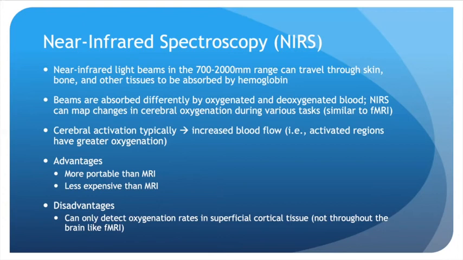Cerebral activation typically indicates increased blood flow. So activated regions have greater oxygenation. So advantages are that it's more portable and less expensive than MRI. Disadvantages: it can only detect oxygenation rates in superficial cortical tissue, so not deeper or throughout the brain like fMRI.